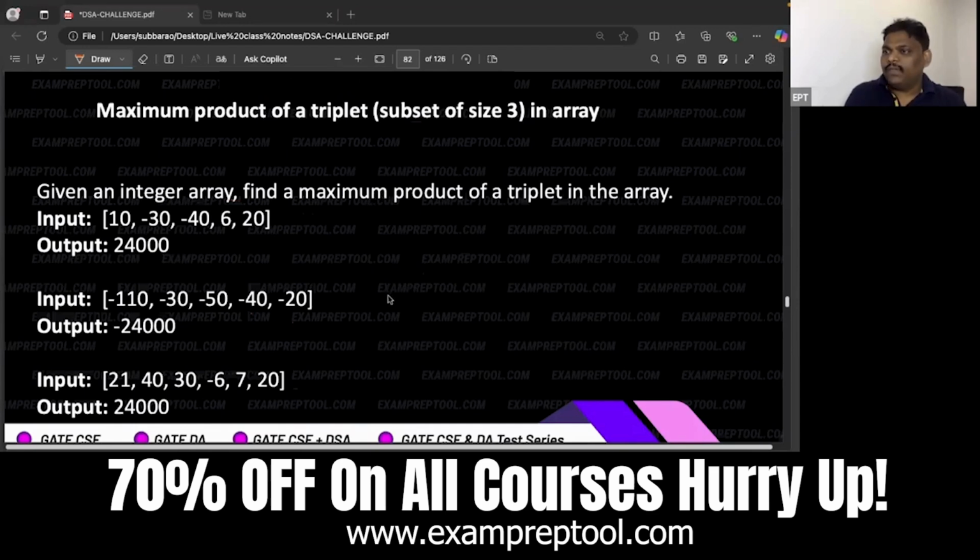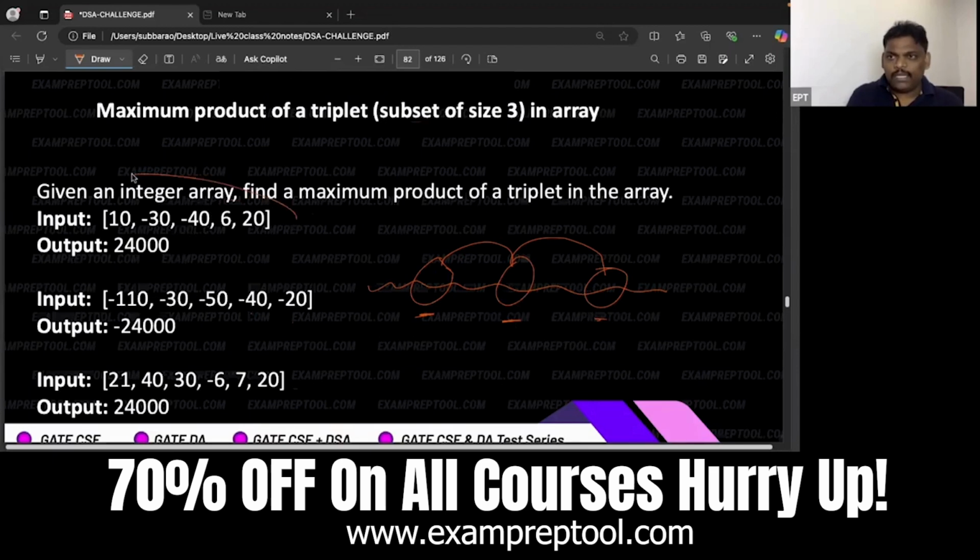In the given array, see the problem. This is the given array. In the given array, find any three numbers whose product is maximum. That is the goal. In this array, take any three numbers whose product is maximum.